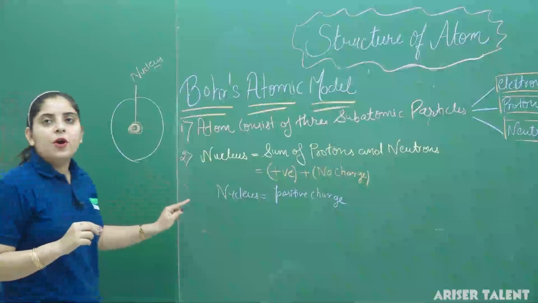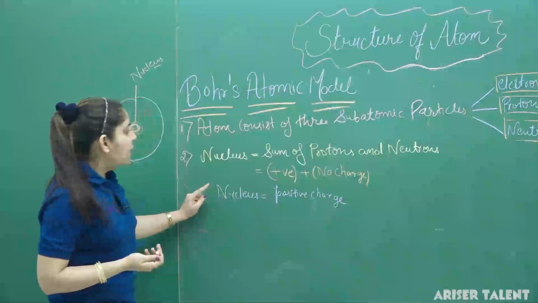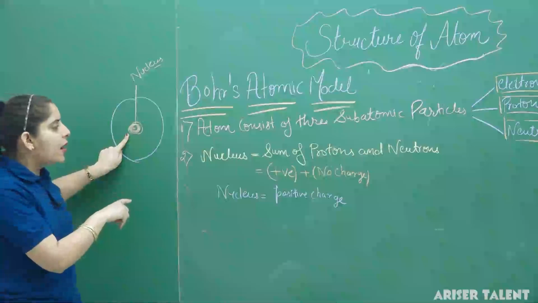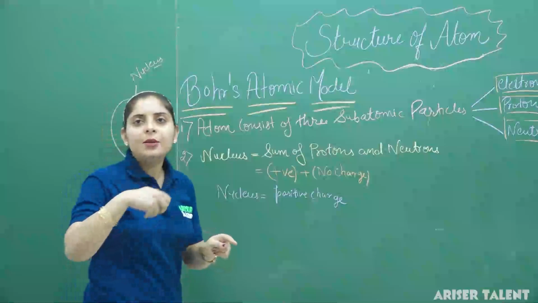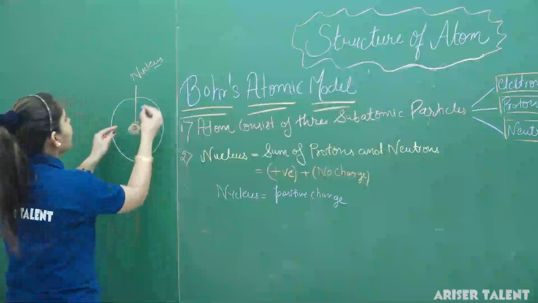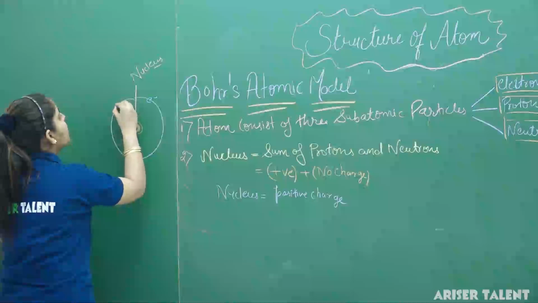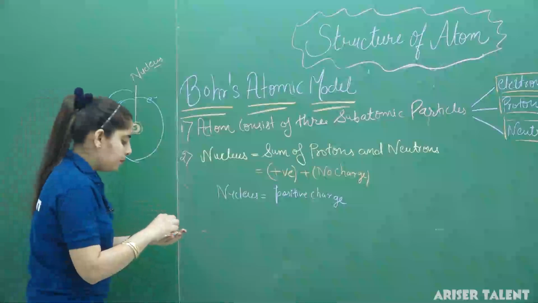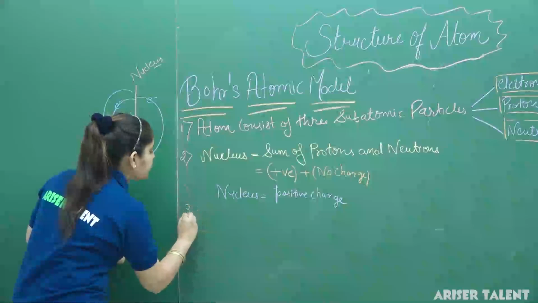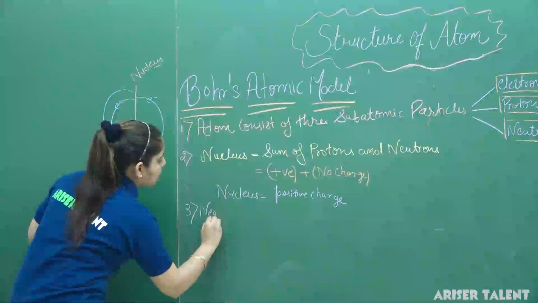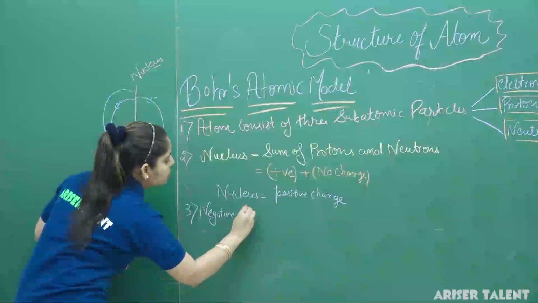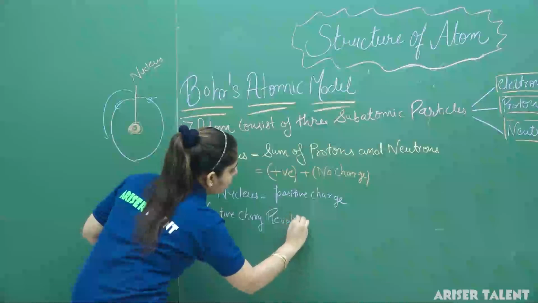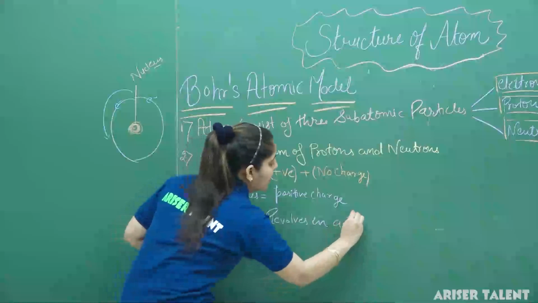Now, the next point Bohr says about the atomic model is that the entire positive charge will be concentrated at the center of the atom and the negative charge will keep on revolving around it in an orbit. The third point is, negative charge revolves in a particular path.